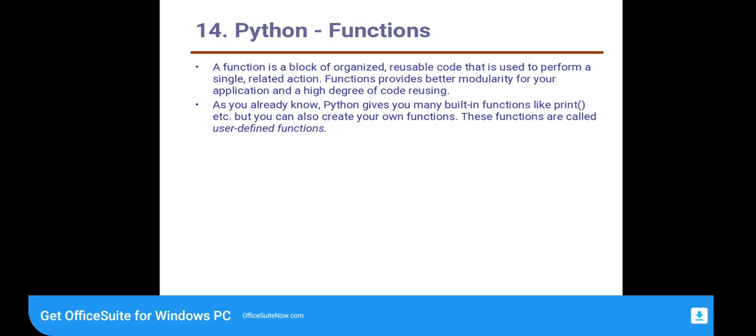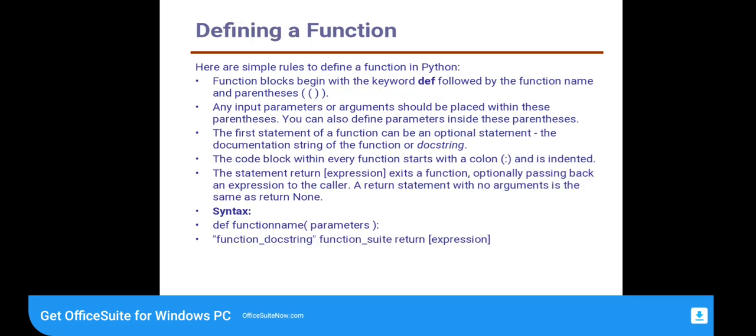As you already know, Python gives you many built-in functions like print, etc. Now we are going to see defining a function. What are the simple rules to define a function? In Python programming, a function block begins with the keyword def followed by the function name and parentheses. Another rule: any input parameters or arguments should be placed within these parentheses.